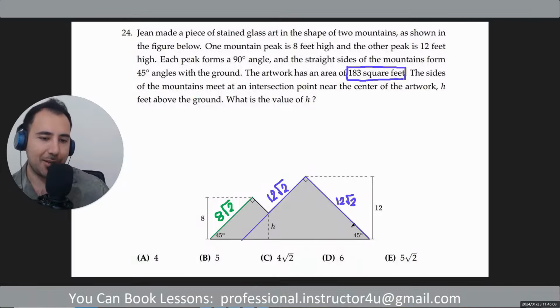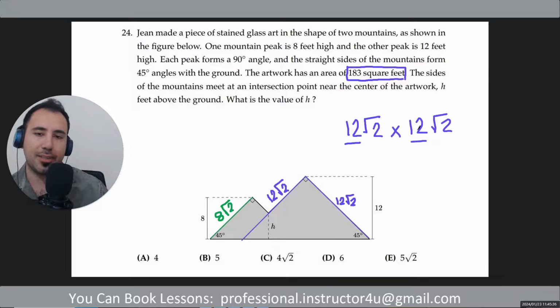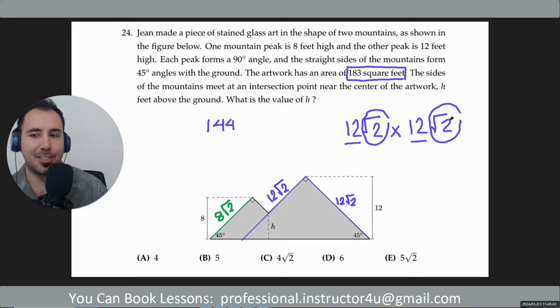So now I'm going to ask you this. Can you find the total area of this? Remember the formula. You're just going to multiply the base and the height, these two together, and divide them by 2. So it's going to be 12 square root of 2 times 12 square root of 2. First we would multiply these two. 12 times 12 is 144. What is the square root of 2 times the square root of 2? It's just 2.